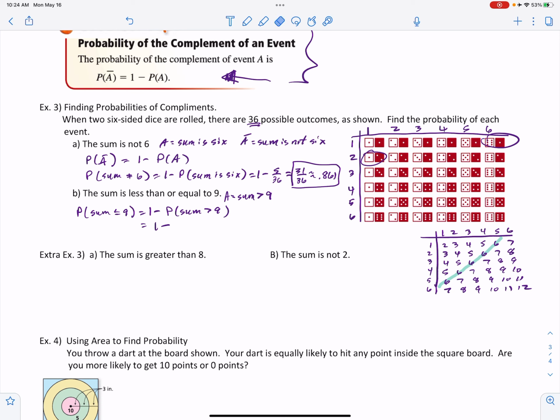If I go here and try to just erase that, where is the sum greater than 9? That would just be those 6 opportunities there. 3 sums of 10s, 2 of 11, and 1 of 12. And so where the sum is greater than 9, it's 6 out of 36, which gives me 30 out of 36, which is 5/6, which is about 0.833 or 83.3%.